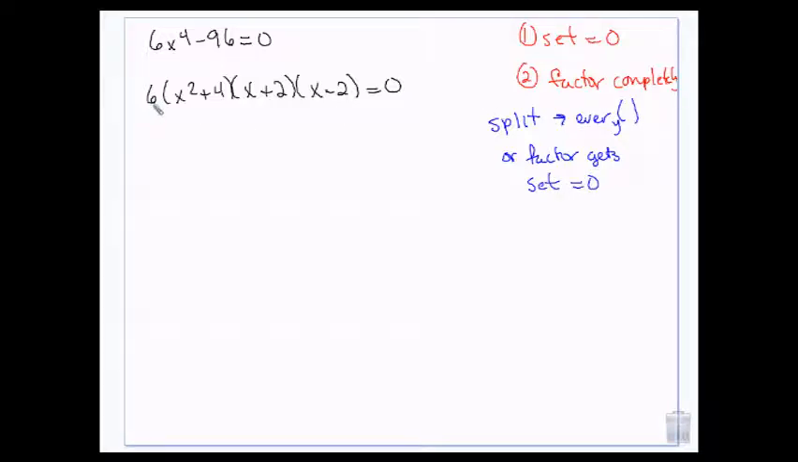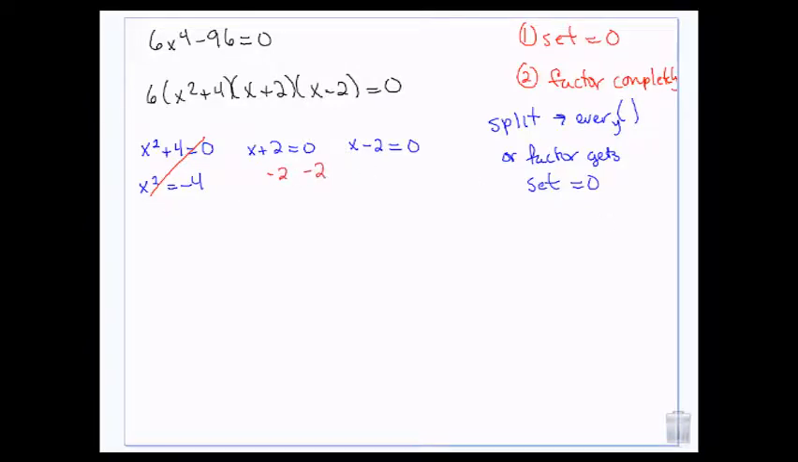Now in this case I have a 6 out here, but if this had been a 6x, then I would say 6x equals 0. Does that make sense? Okay. So I have x squared plus 4 equals 0, x plus 2 equals 0, and x minus 2 equals 0. This is going to give me x squared equals negative 4, and we are not in the imaginary number system, so this one doesn't work. Because you can't have a square give you a negative. There's no such thing as a perfect square that's a negative, right? So that one's done. That's out.